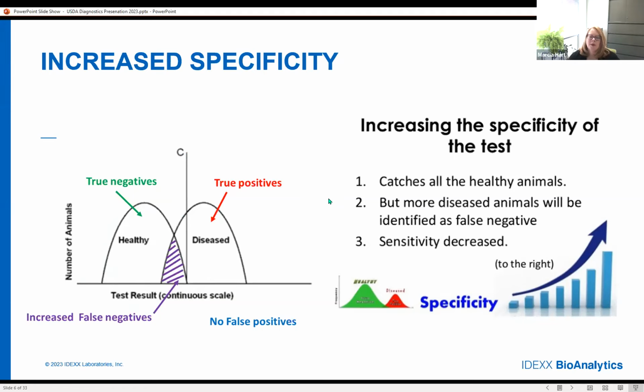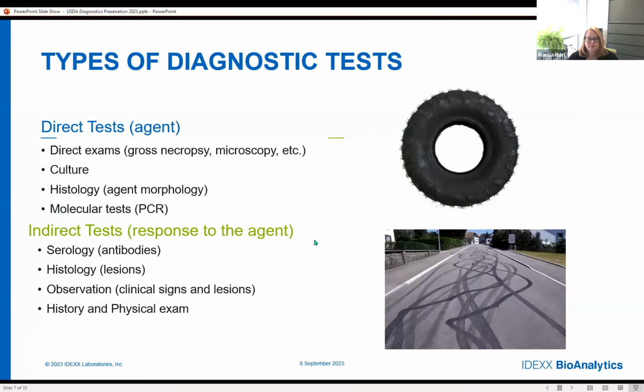When you increase the specificity of the test, we're going to catch all of the healthy animals, but we're also going to detect more diseased animals, and they're identified as false negative. And then in converse, my sensitivity is decreased. So why is all of that important?